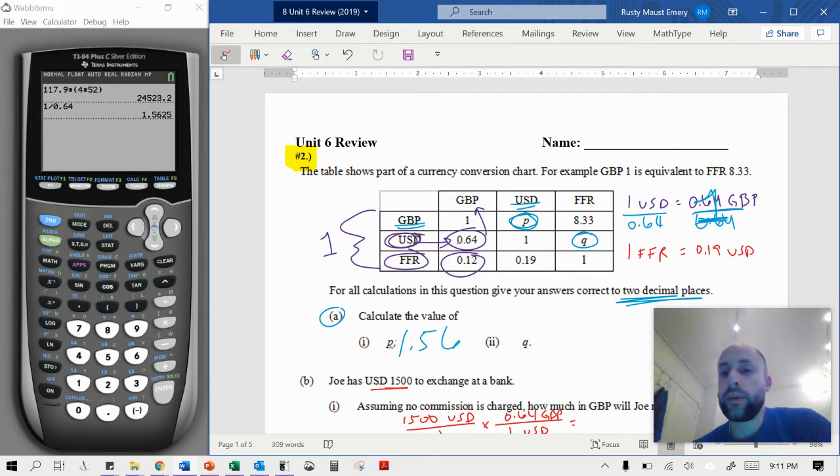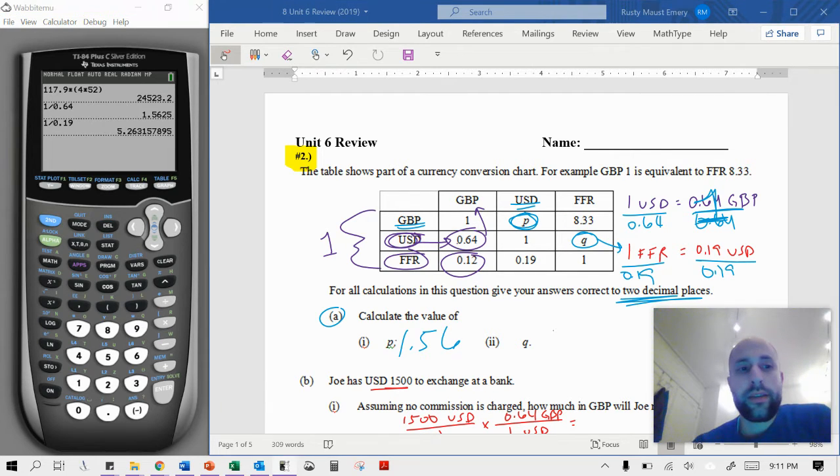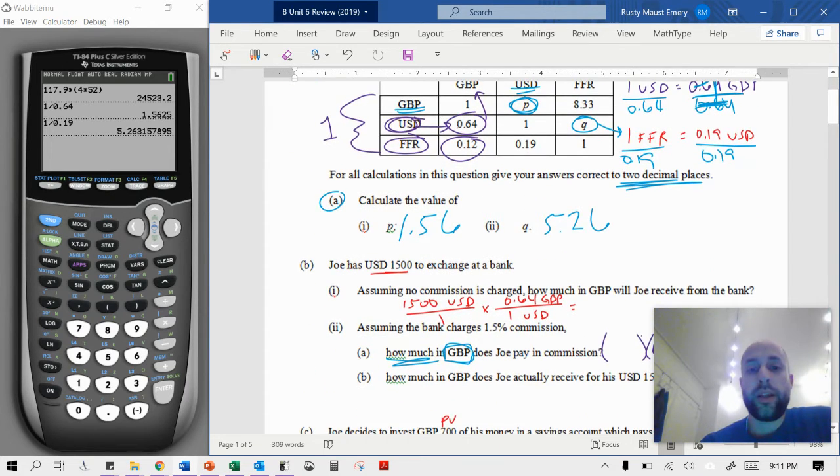And same idea here with solving for Q. I have a similar equation set up here, and again, I want to know what 1 US dollar is. So I'm going to divide by 0.19, and again, I have a similar calculation to do. 1 divided by 0.19, and I get 5.26. So there are the 2 conversions for part A.